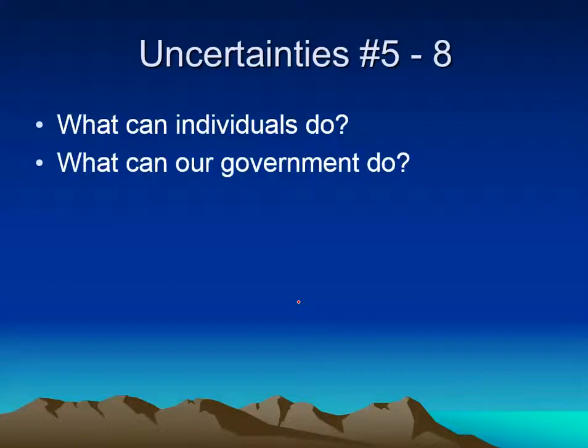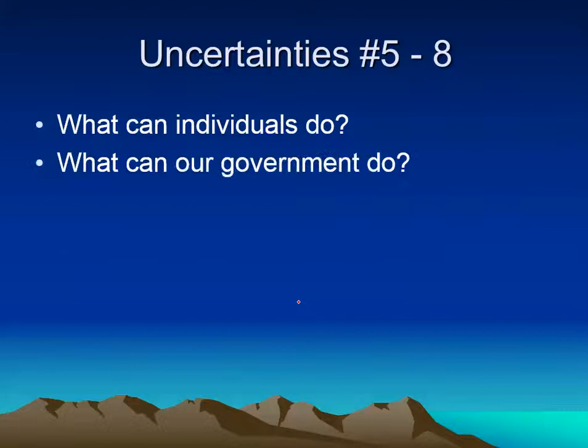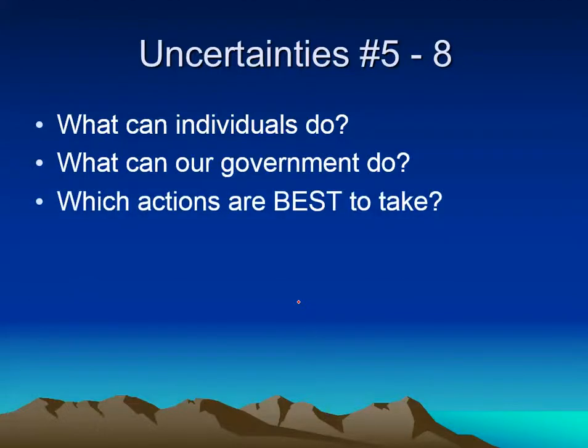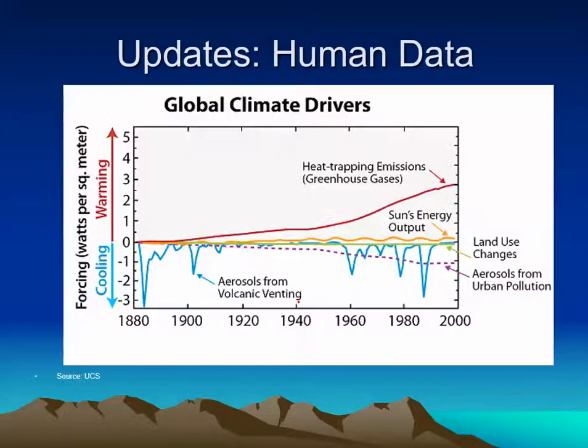All right, so more uncertainties. What are the most important, what can individuals do? What can our government do? And I think more important are what actions are absolutely best to take. And maybe a more serious question is what are the consequences of inaction? There's been some updates since I first put together this PowerPoint.